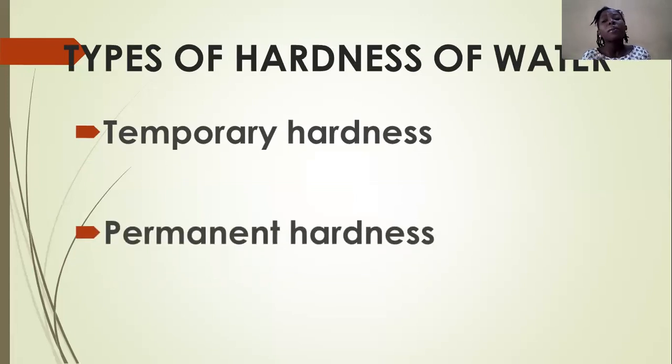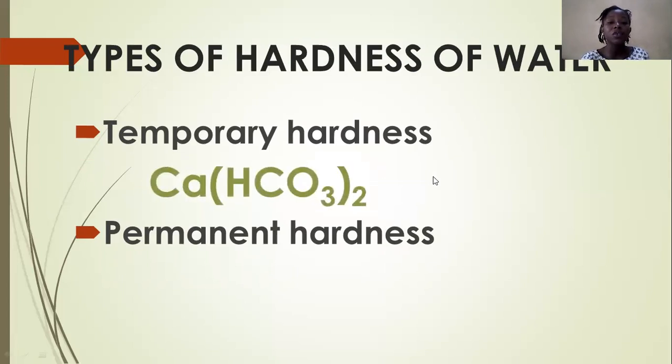Now, hardness of water is caused as a result of some dissolved substances inside water. For temporary hardness of water, the substance that causes it is calcium hydrogen trioxocarbonate(IV), which is Ca(HCO3)2. So temporary hardness of water is caused by this substance, calcium hydrogen trioxocarbonate(IV).